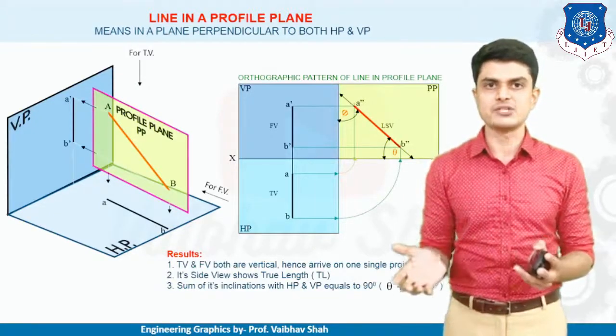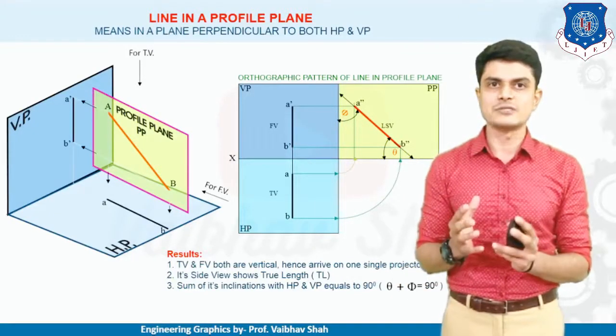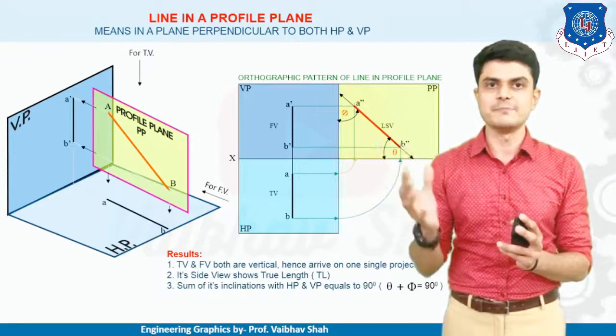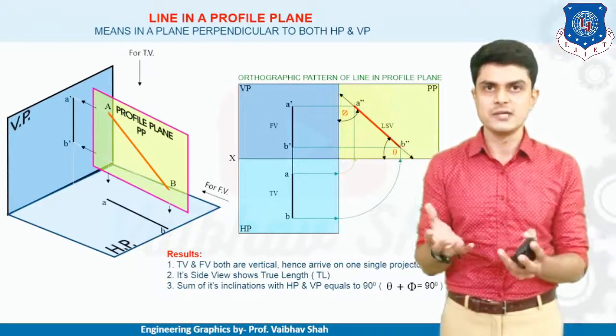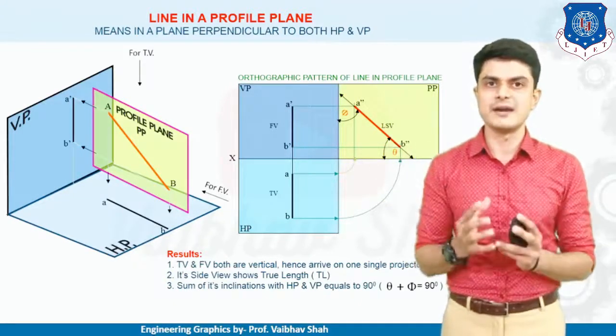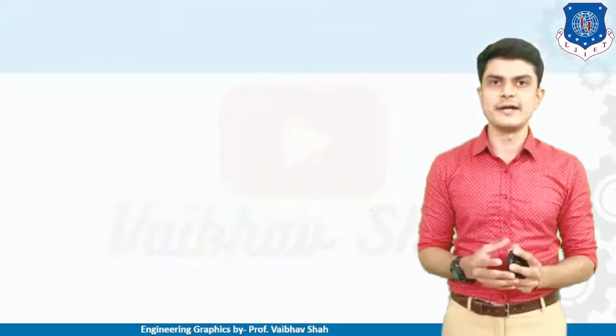And here the summation of theta plus phi, the angles with respect to HP and VP, would be 90 degrees. It is obvious because this is 90 degrees. So this angle's summation must be 90 degrees, right? So let us move ahead.